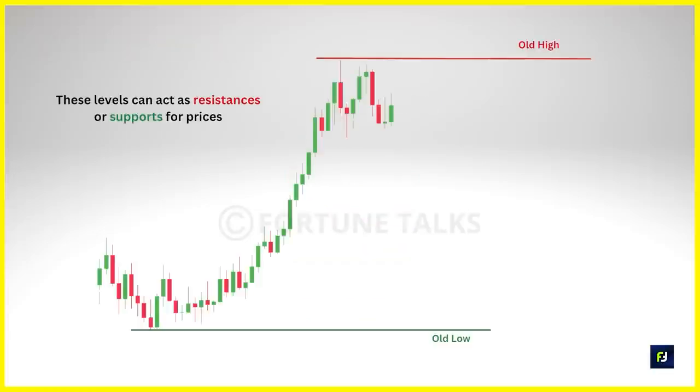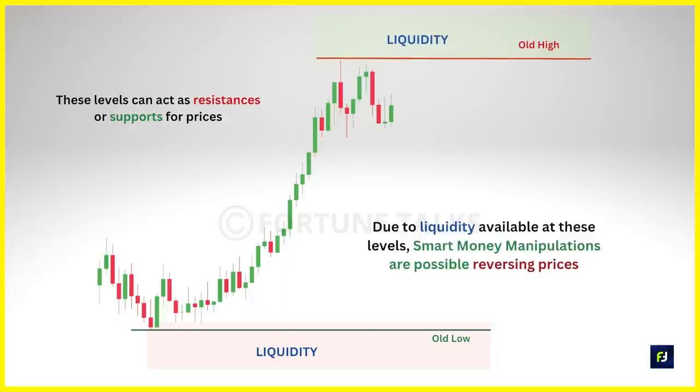Old highs and old lows refer to the swing highs and swing lows that can act as potential resistance or support levels for prices respectively. Due to this reason, there will be liquidity in the form of retailer orders available beneath these levels. So old highs and old lows are potential areas where the smart money can manipulate prices to absorb the liquidity and then reverse the market direction.